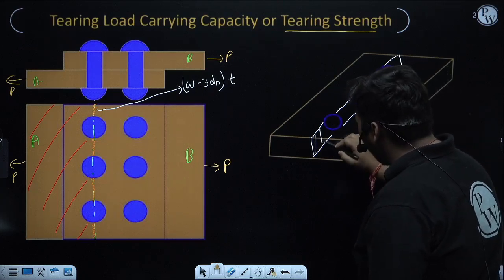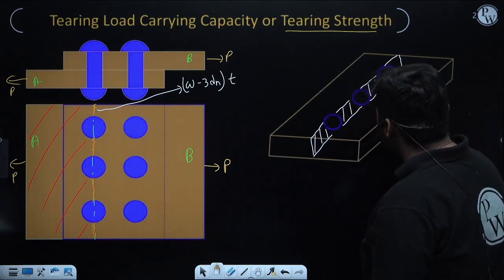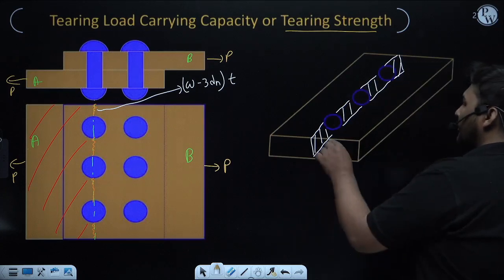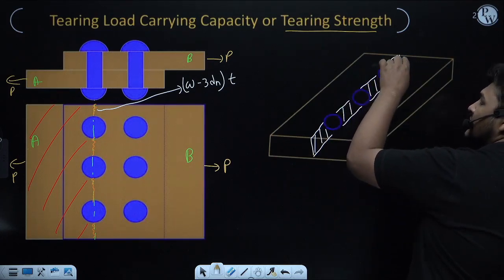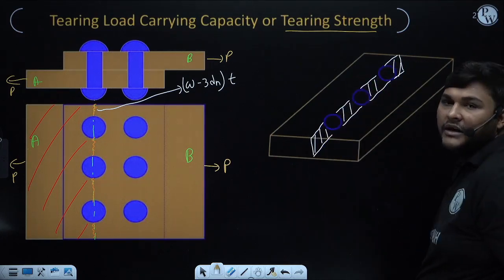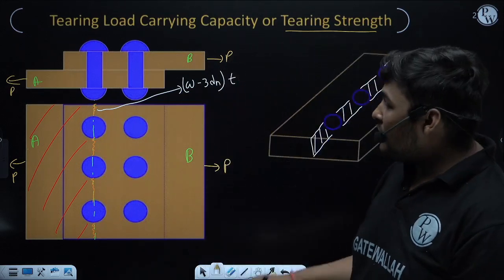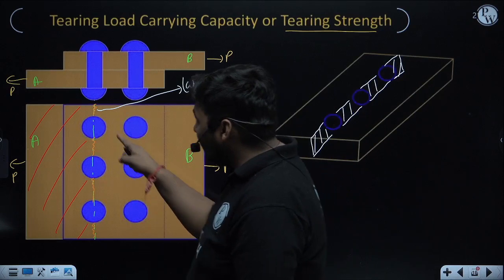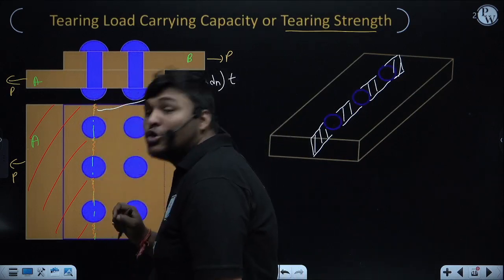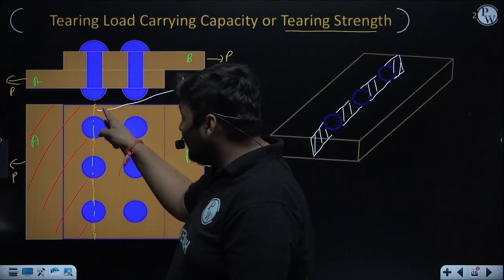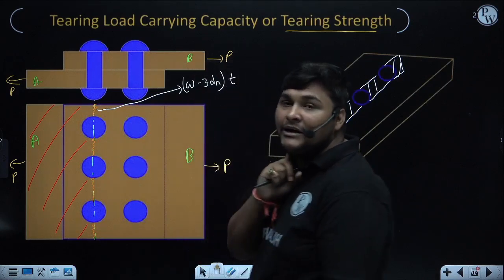This will be our effective tearing area, and it is equal to (W minus 3dh) into the thickness of the plate. But this formula comes when the number of rivets in this row is 3. If the number of rivets in this row is 4, the formula will be W minus 4dh.